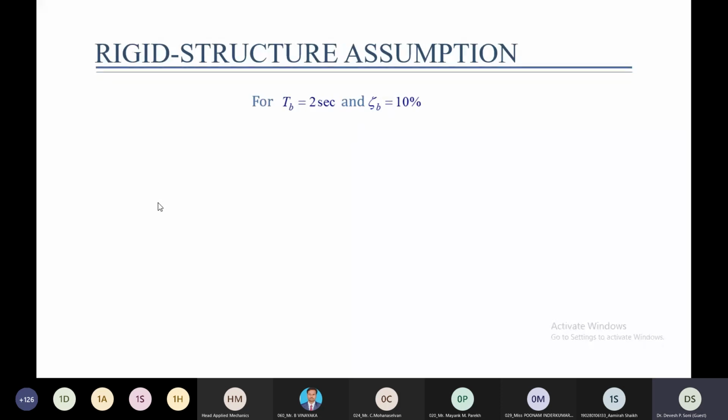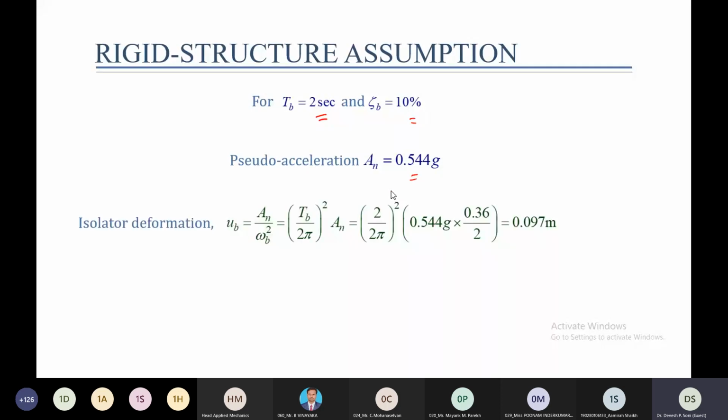One example is given here. For TB, the isolation period is equal to, let us say, 2 seconds, and damping is equal to 10%. The same values are taken as previous. The pseudo acceleration for this system comes to be 0.54 times the gravitational acceleration. This is obtained from the IS 1893 response spectra, and the isolator displacement UB is calculated by assuming the superstructure to be rigid.